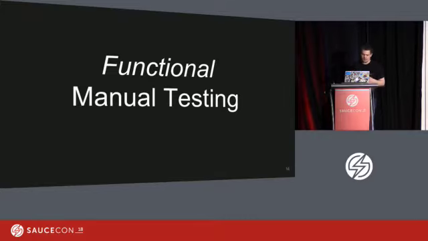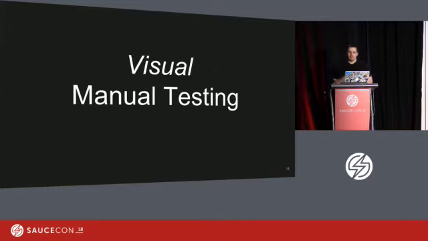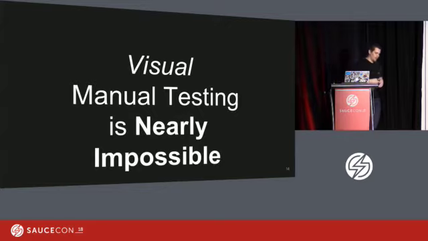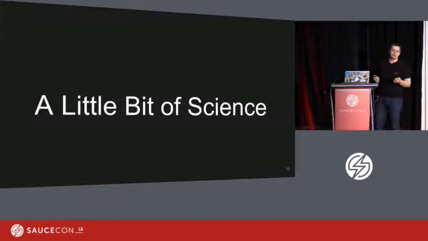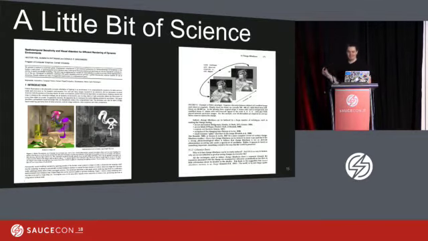And here I'd like to make a statement. Functional manual testing is difficult. It's tedious, it's repetitive, but visual manual testing, I will say, is nearly impossible. And the reason why I can say that is because I'm backed by science. I'd like to show you just a couple of points. You don't have to read it, and I don't think you actually can, from quite far.